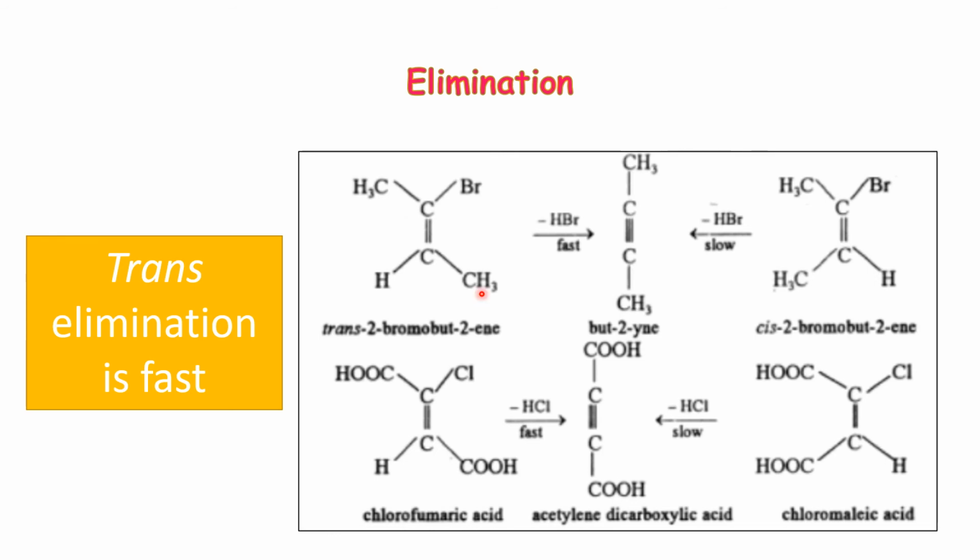In case of elimination reactions, usually trans elimination is fast. So in case of cis and trans isomers of bromobutene, you can observe the cis isomer contains two methyl groups on the same side, and the trans isomer contains two methyl groups on opposite sides. Do not get confused in applying E and Z nomenclature over here. Because if you try to apply, you will give first priority to bromine, second priority to CH3. Here you will give first priority to methyl and second priority to H. You will think that first priority groups are on the same side, so it must be cis.